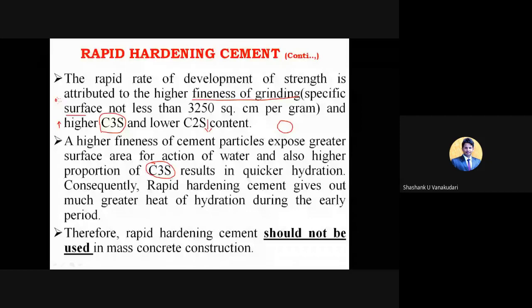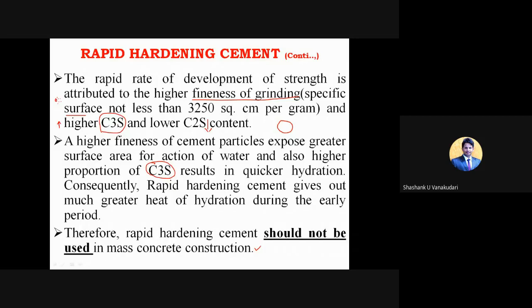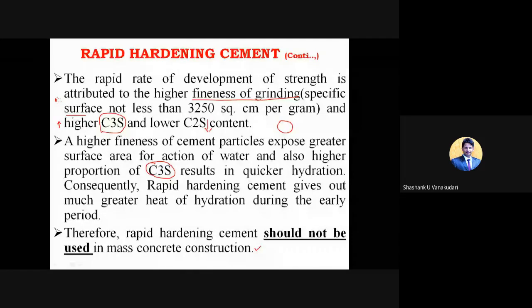Therefore, the rapid hardening cement should not be used in mass concrete constructions because it requires only less time to place. Therefore, the rapid hardening cement should not be used in mass concrete construction.